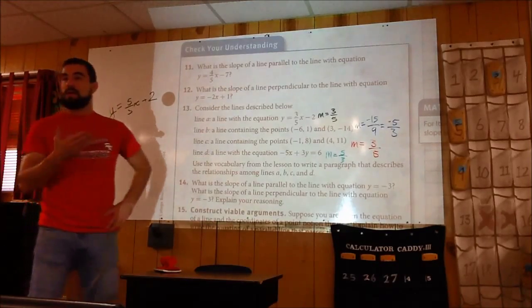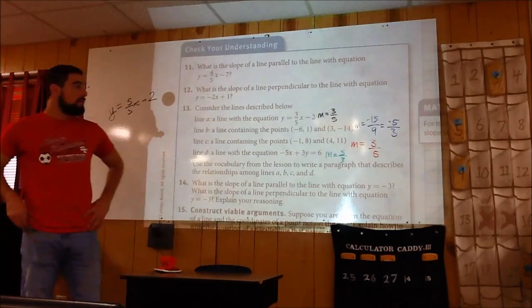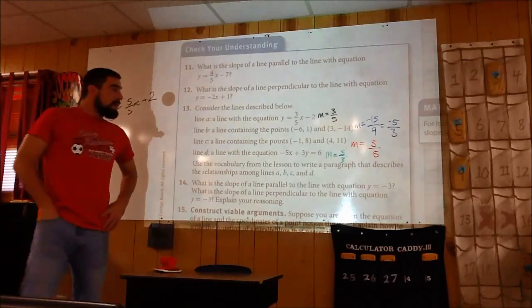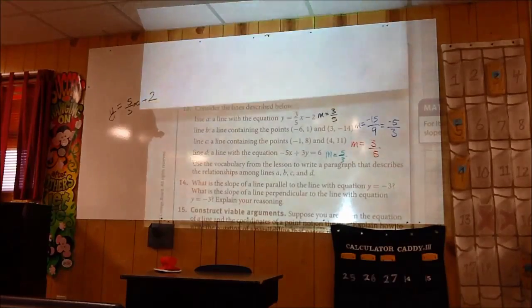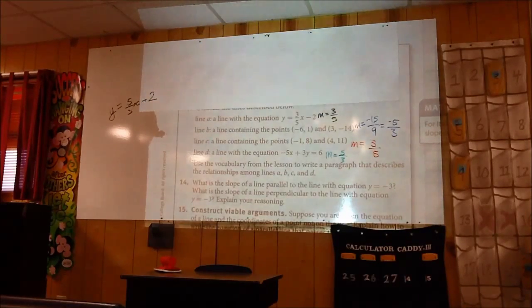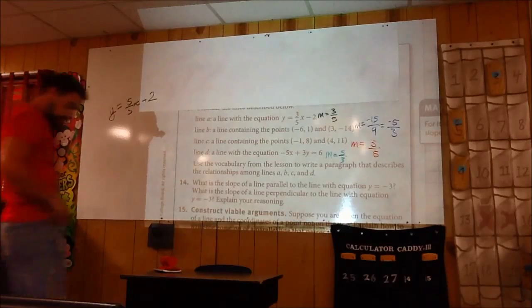So do we have any parallel lines? Which ones? Line A and line C. Line A and line C are indeed parallel. So let's go ahead and write that, making sure that we use correct notation. I'm going to put my answers above here. I know that you don't have that.